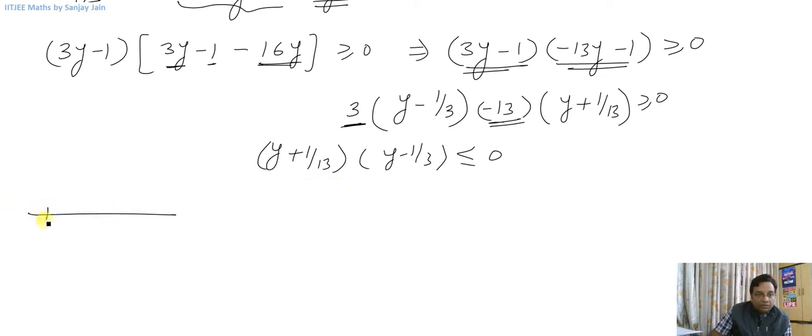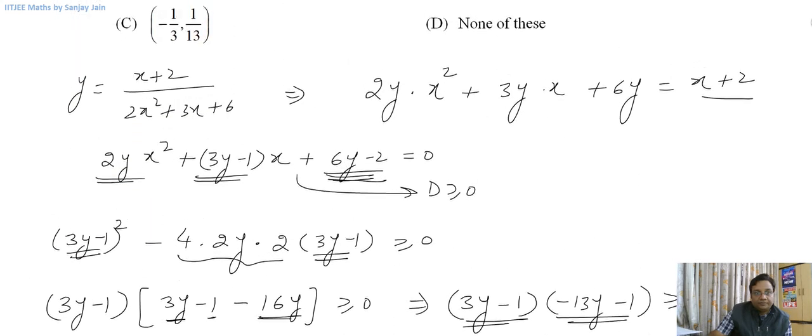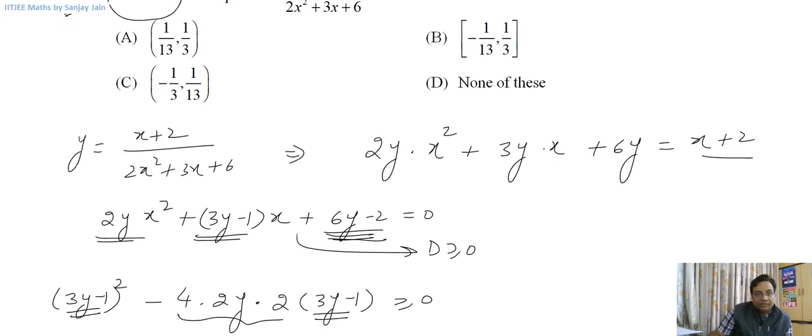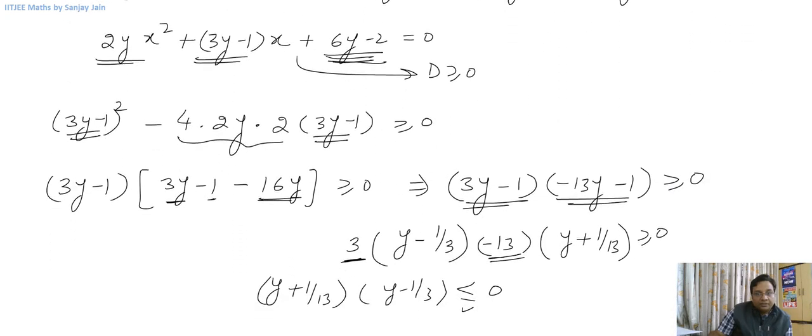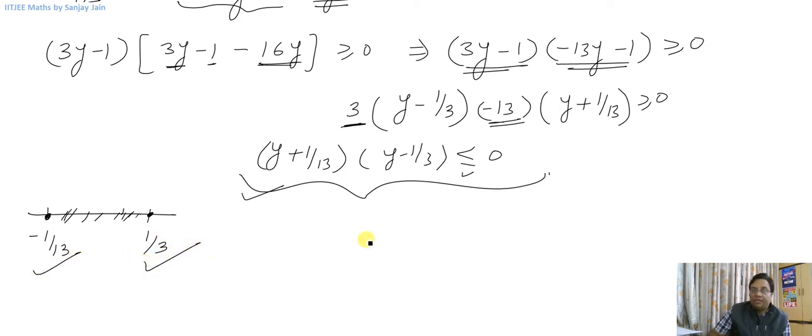So the solution will be −1/13 here, 1/3, and this equality will hold at −1/13 and 1/3, right? Let me check if there is any problem with it. Okay, and it will be less than 0 between these values, right? So this quadratic inequation will hold for values between −1/13 and 1/3. So the minimum it can have is −1/13, maximum value of y can be 1/3.